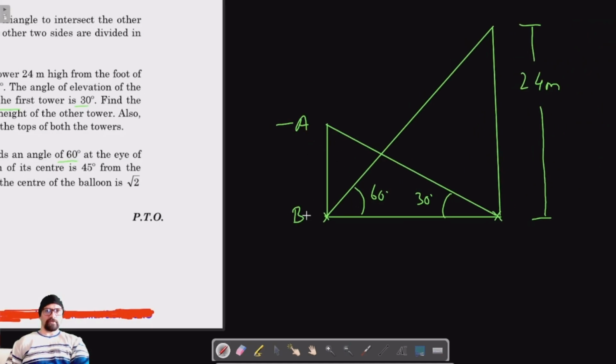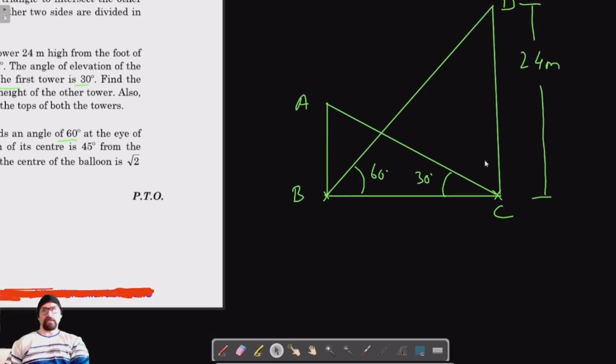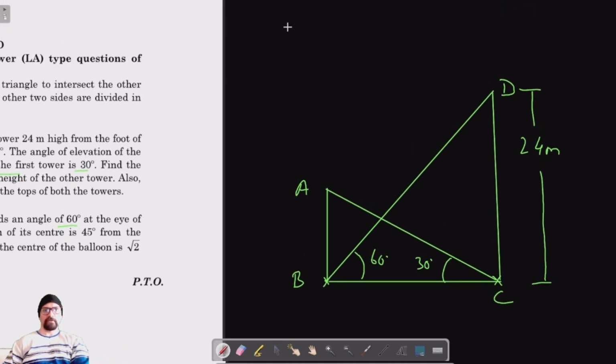So let me just label them. This is A, B, C, and D. So AB is the height of the second tower, and DC is the height of the first tower. So it's given that DCB.